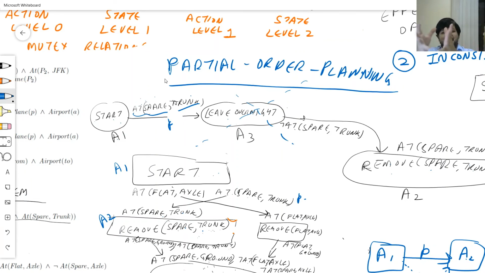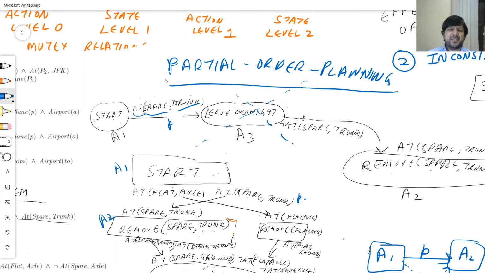A1 is achieving P for A2 and A3 is a threat. Now you need to add links such that you either demote it or you promote it. Sometimes both would be possible. Sometimes neither would be possible. If neither is possible, then you try some other action, undo some of your previous moves and select something which is new.